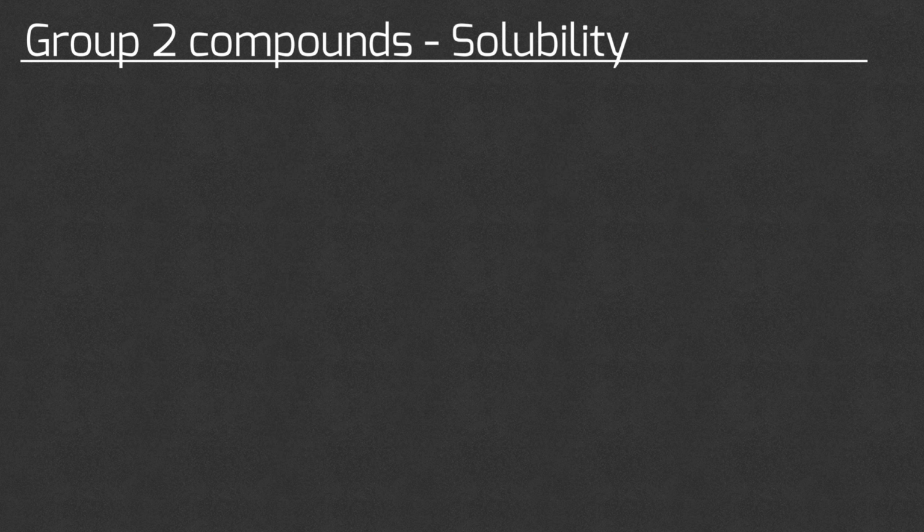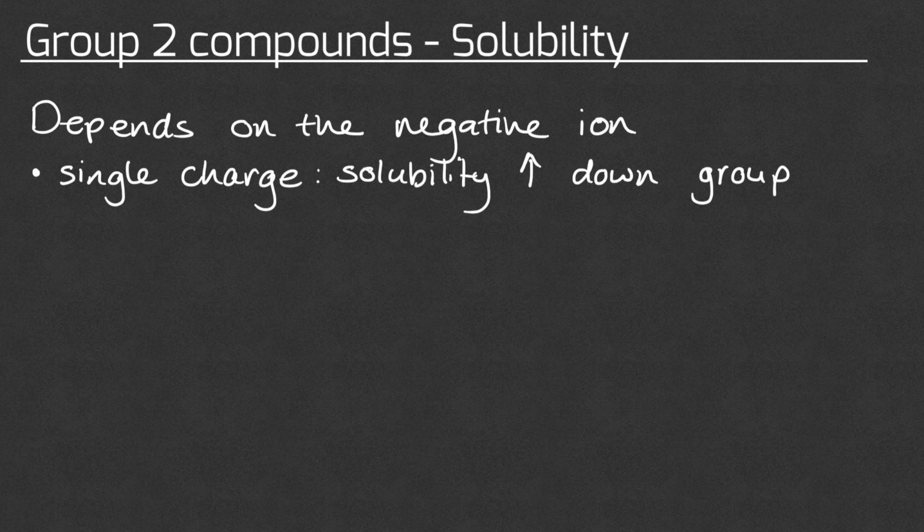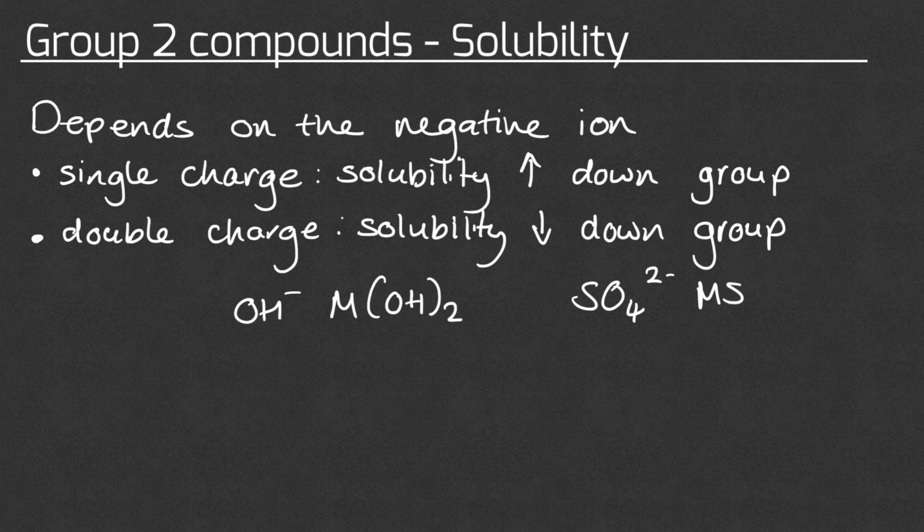We're now going to look at the solubility of group 2 metal compounds. The solubility of these compounds depends on the negative ion in that compound. So if the negative ion in that compound has a single charge on it, the solubility increases as you go down the group. If that negative ion has a double charge, the solubility decreases as you go down the group. So for example, if your negative ion was a hydroxide ion, forming a group 2 metal hydroxide, this would be a negative ion with a single charge, because it's a 1- charge. A sulfate ion, forming a metal sulfate, counts as having a double charge, because the charge is 2-.